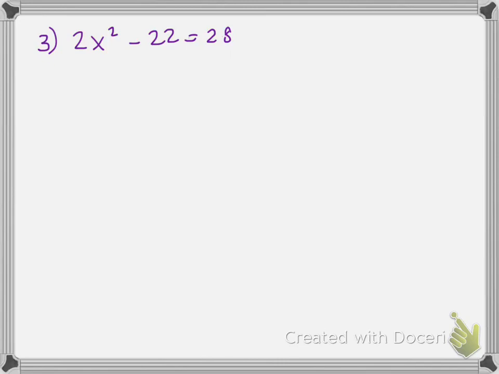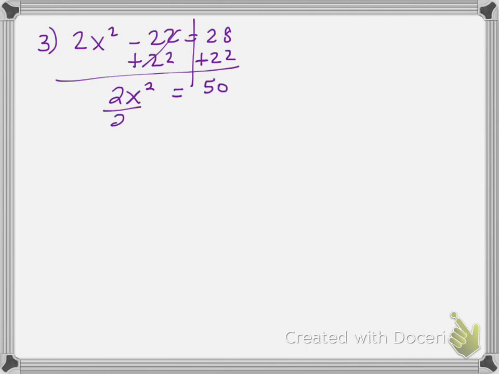Okay, but I'm going to do the same thing. I'm going to get x squared by itself. So I'm going to move everything away from the x squared to the other side of the equation. So I get 2x squared equals, and then 28 plus 22 is 50. Then when I divide by 2, I get x squared by itself, and 50 divided by 2 is 25.